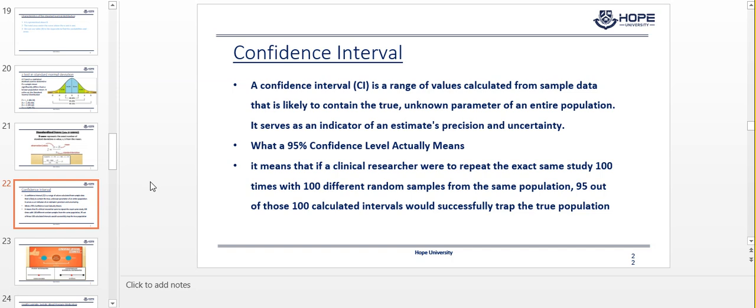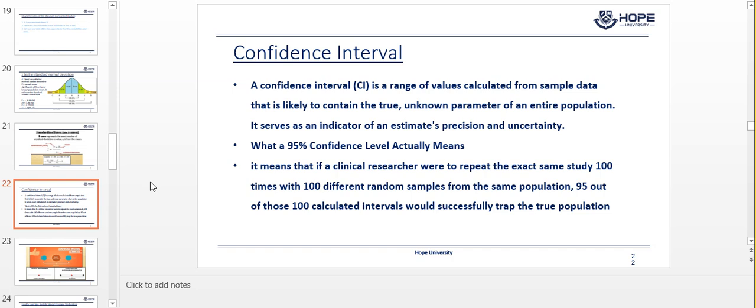Also we need to understand what a 95% confidence level actually means. It means that if clinical researchers were to repeat the exact same study 100 times with 100 different random samples from the same population, 95 out of 100 calculated intervals would successfully capture the true population parameter. So we can say we have a confidence level. If you try multiple times, you should get 95% at that level.